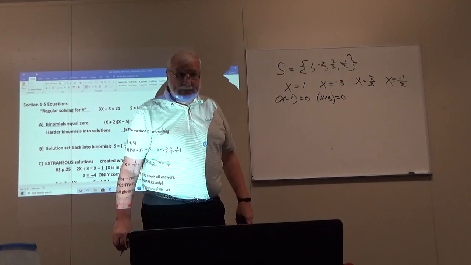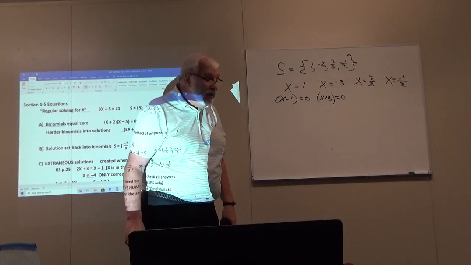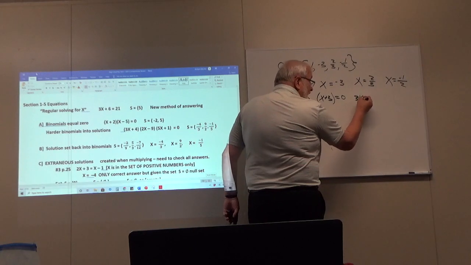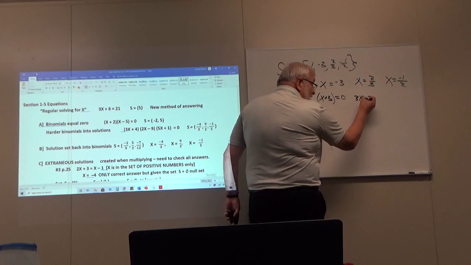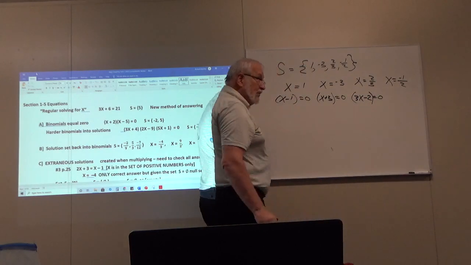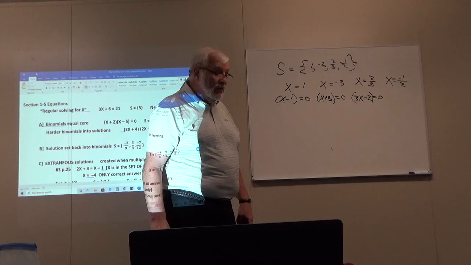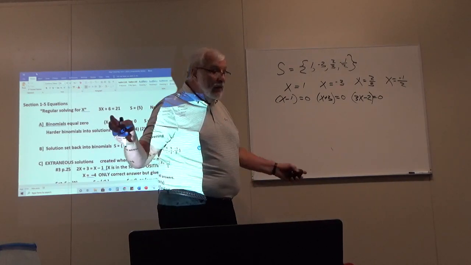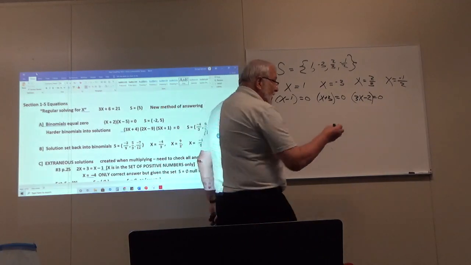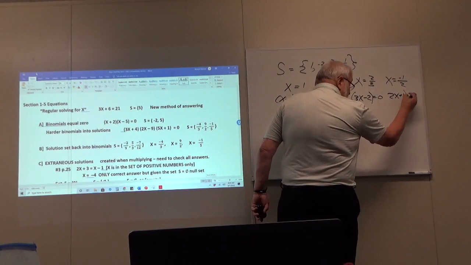Now, the next one, I got to get rid of the 3 first. How do I do that? Multiply by 3, right? Which will be 3x, and then I subtract the 2. 3x plus 2 equals 0. And with the last one, how do you get rid of the 2? Somebody tell me. Multiply by 2, and then add the 1, and that will be 2x plus 1 equals 0.